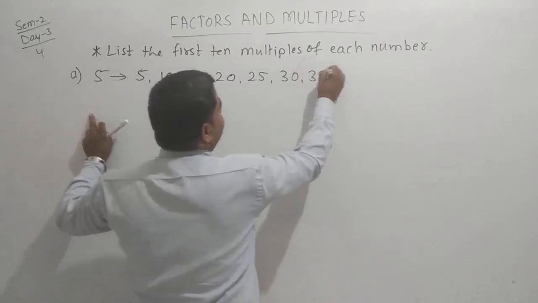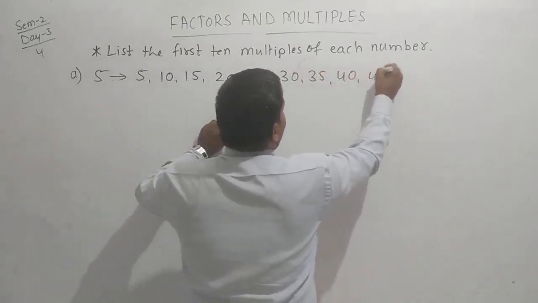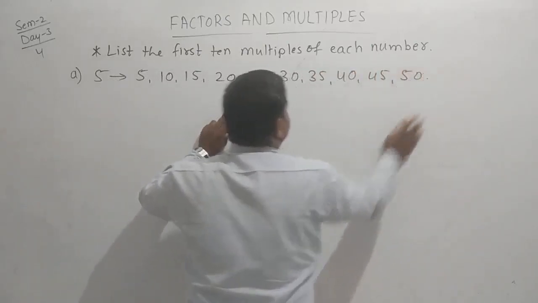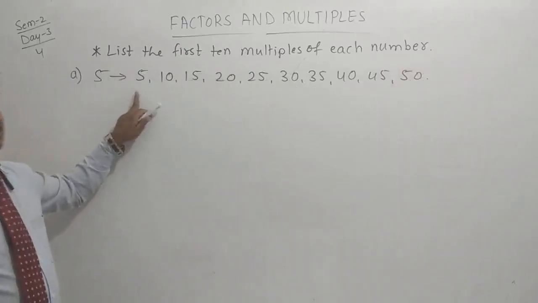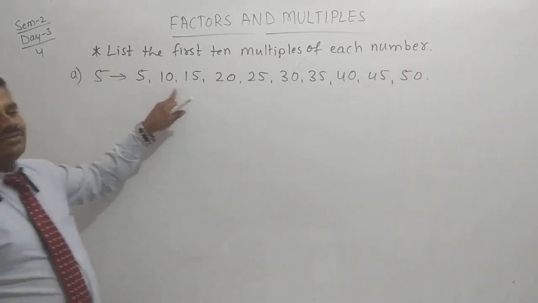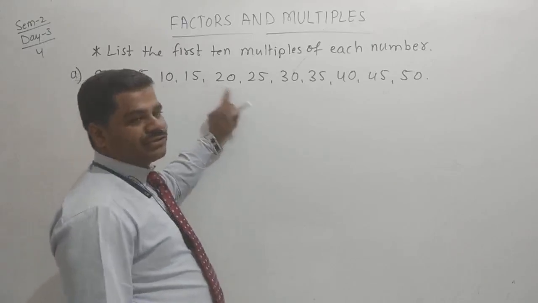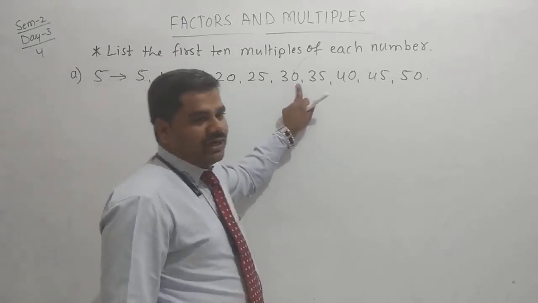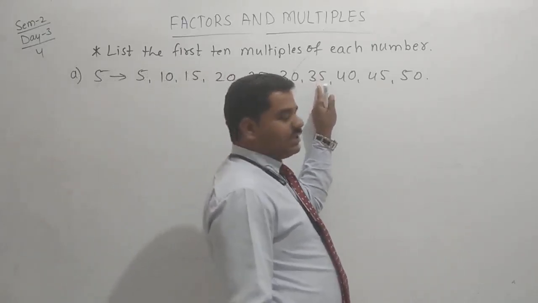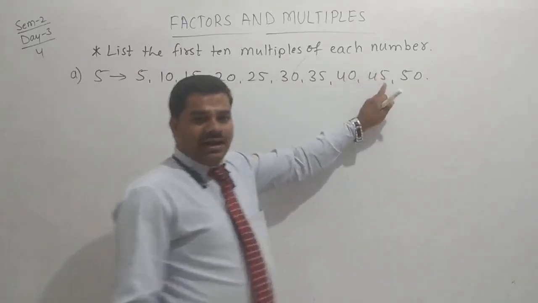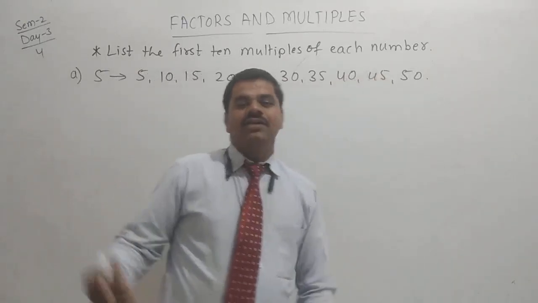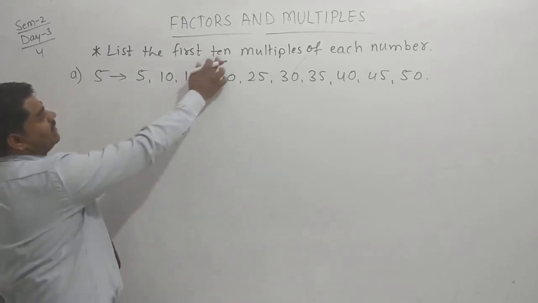35, 40, 45, 50. The 5 table only. See, read with me, count with me. 5 1s are 5, 5 2s are 10, 5 3s are 15, 5 4s are 20, 5 5s are 25, 5 6s are 30, 5 7s are 35, 5 8s are 40, 5 9s are 45, 5 10s are 50. How many do they ask? First 10.